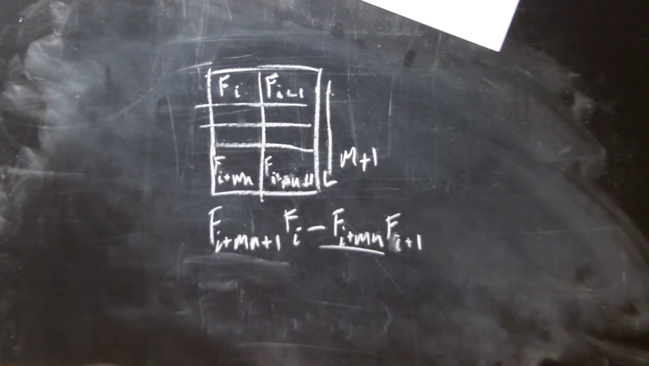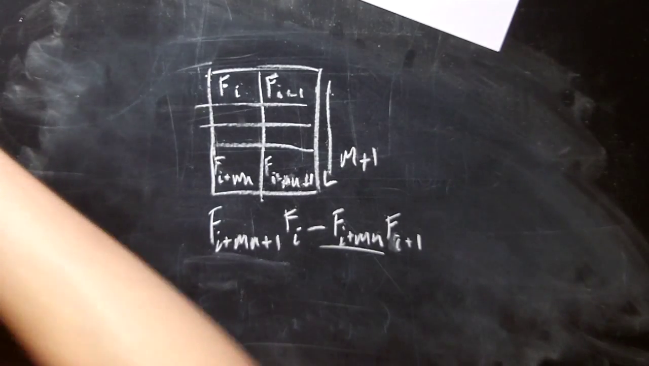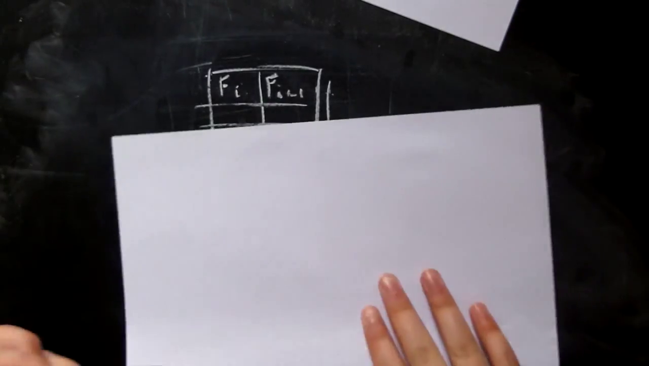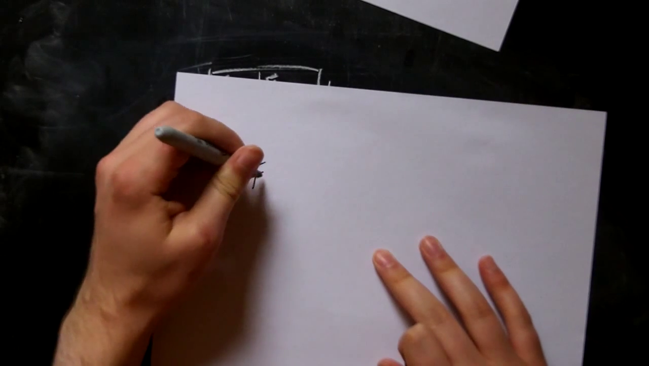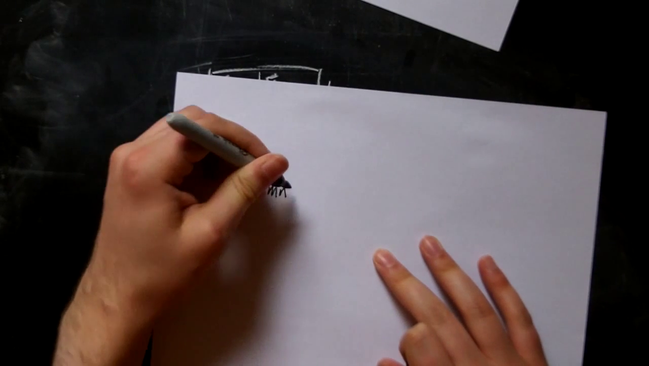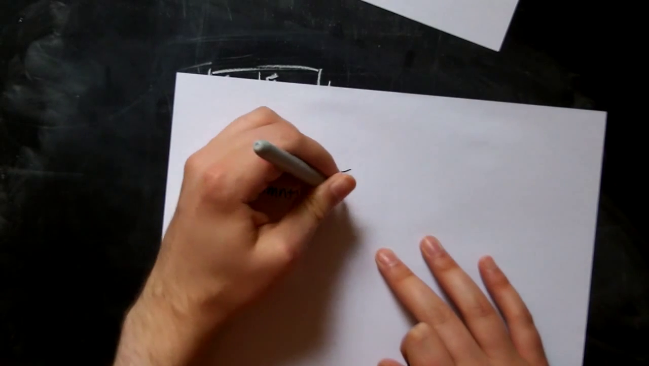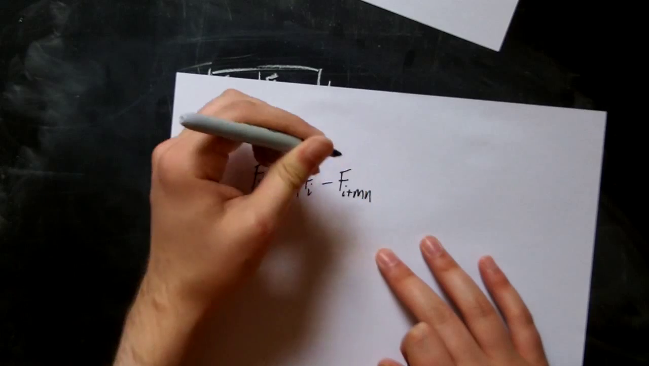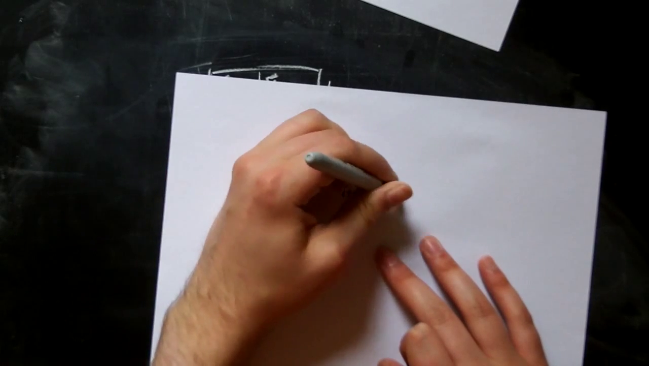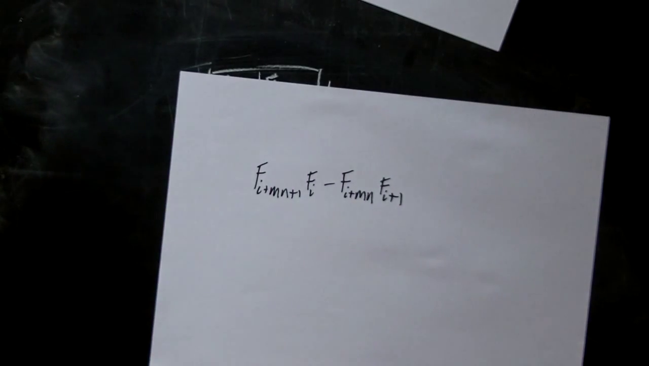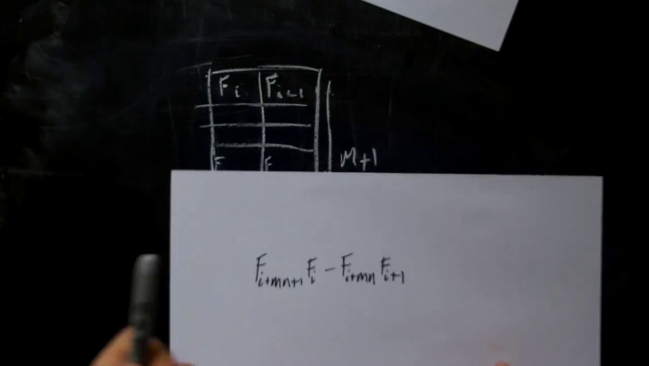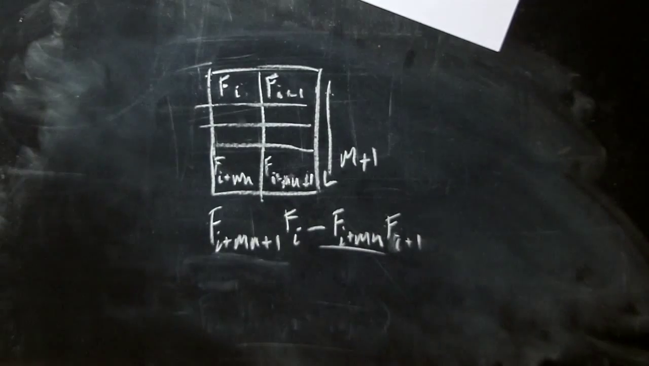So I'll keep that there for a moment. Or even I'll write it on some paper. I want to do the determinant of F(i+1), F(i), F(i), F(i-1). Okay, we'll come back to that. That's what I want to talk about.